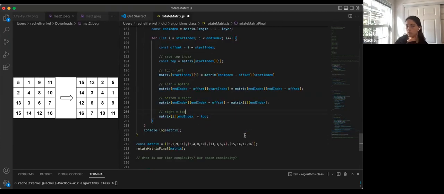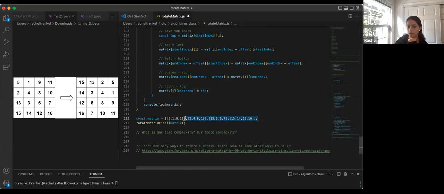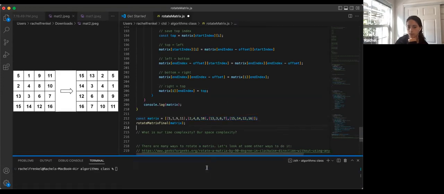Okay. So now, let's say we had an array like this exact matrix that we pass in. Let's see if it works.